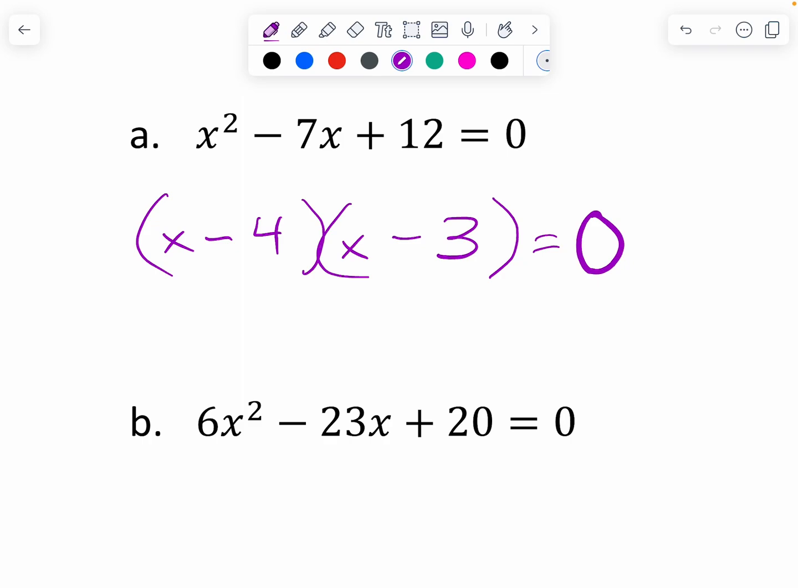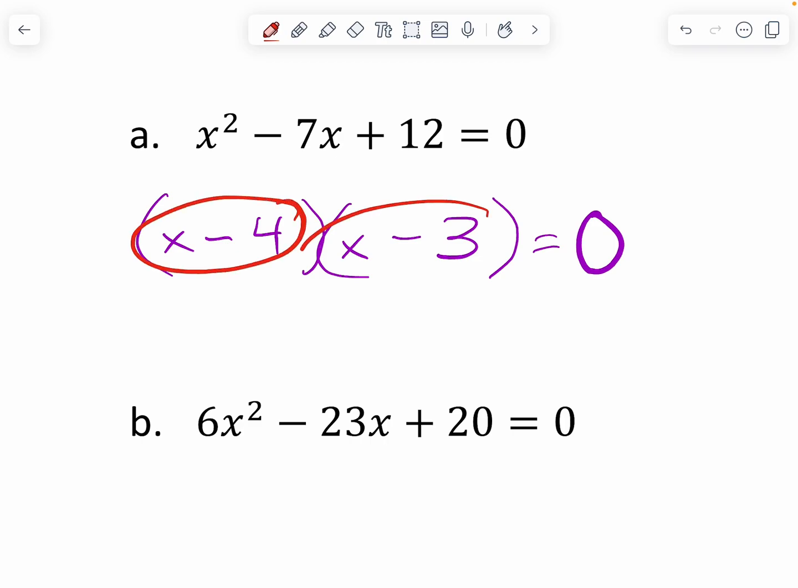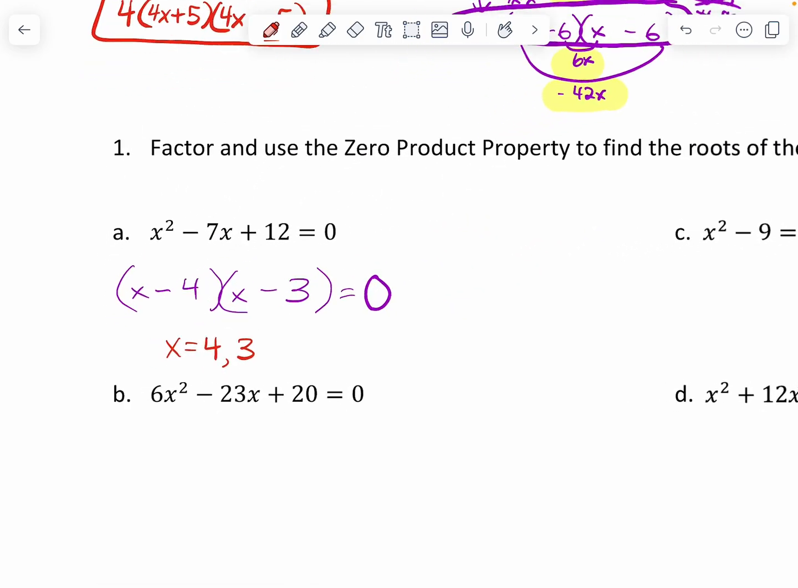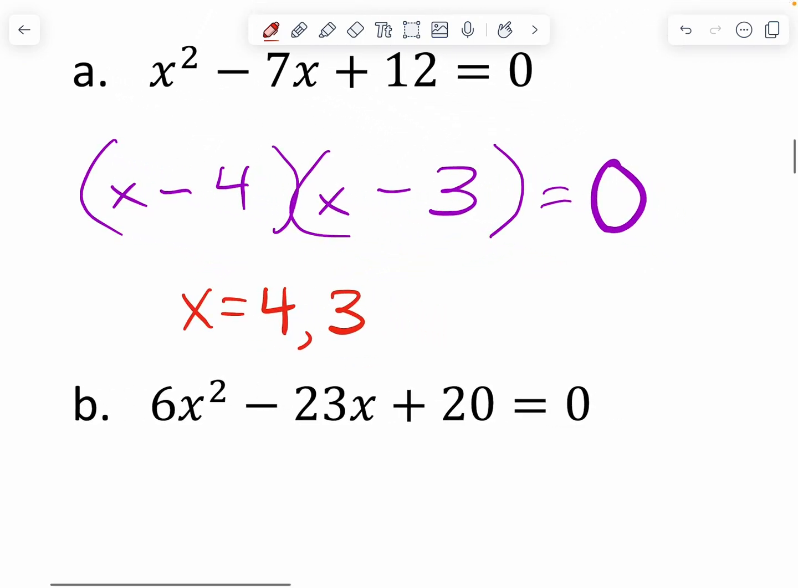So now I'm thinking about, with this zero product property concept, I need to think about what makes each of these parentheses 0, what x value. So what x value would make this 0? What minus 4 is 0? That would be +4. And in this one, what minus 3 would make that 0? It would be +3. So therefore, my two roots right here would be 4, 0 and 3, 0.